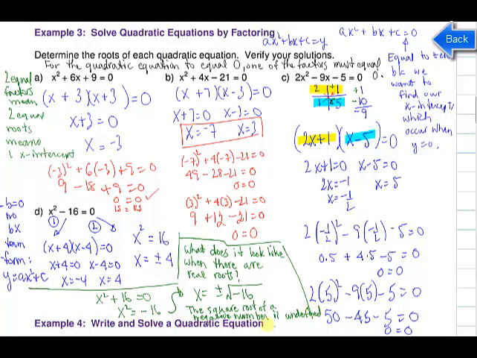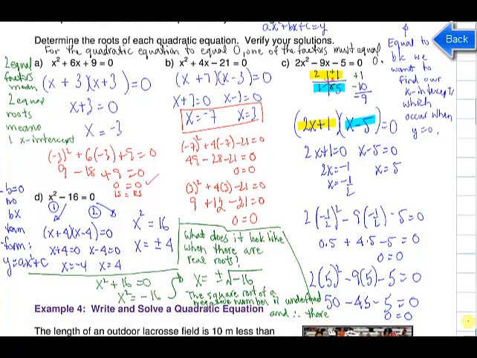And therefore, I'm running out of room, there are no real roots. Okay? In other words, no x-intercepts. Okay, so this concludes our discussion for example 3.